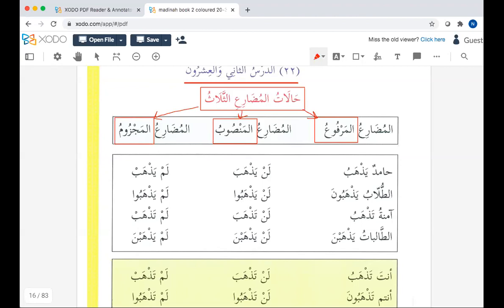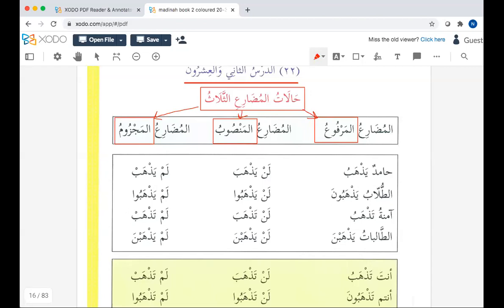And there are two other endings of mabni in fi'l madi. What are they? Fi'l madi can be mabniyun ala al-fatha, and it can also be mabniyun on what? Sukoon and kasra. It can be mabni ala sukoon, and that is when you have a damir muttasil joining to it. So for example, dhahabtu, dhahabti. The end of the verb, dhahab, that ba, before used to have a fatha on it, now it has a sukoon. So dhahabti, dhahabta, dhahabtum, this is mabni ala sukoon.